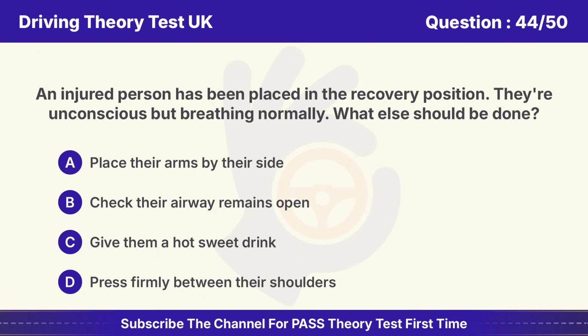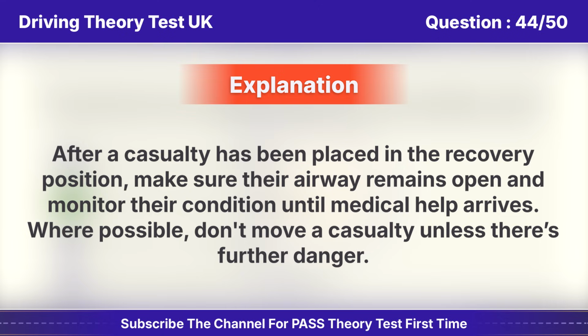Question 44. An injured person has been placed in the recovery position. They're unconscious but breathing normally. What else should be done? Answer is B. Check their airway remains open. After a casualty has been placed in the recovery position, make sure their airway remains open and monitor their condition until medical help arrives. Where possible, don't move a casualty unless there's further danger.